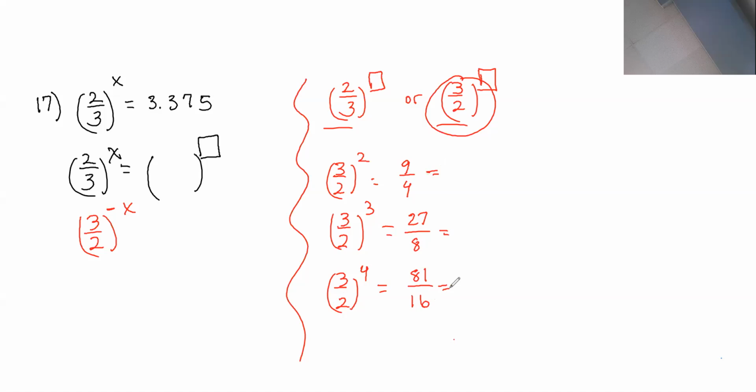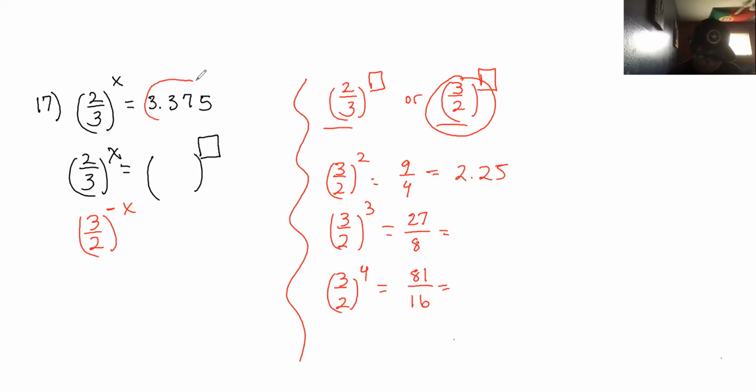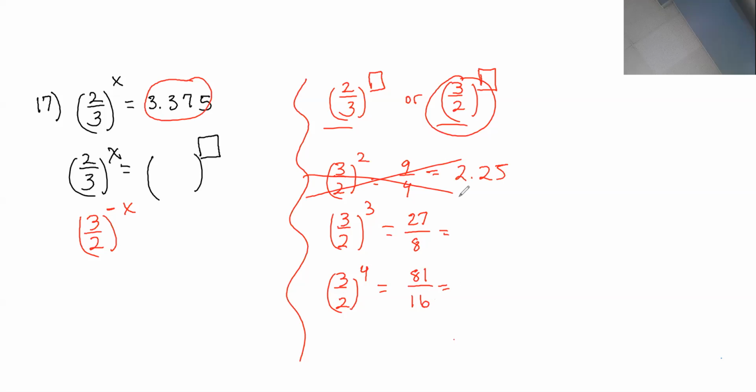If not, that's okay. I'm going to start plugging them in. 9 divided by 4 is 2.25. Is that the one I want to use? No, I want it to be this number right here. Is that the number I'm going to use? Nope. Let's try 27 divided by 8. I'm just plugging it in the calculator.